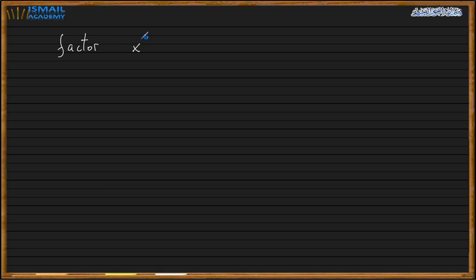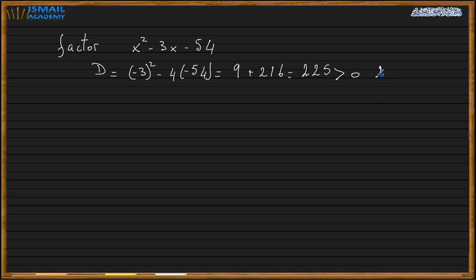Let's take x squared minus 3x minus 54. So first let me find out my discriminant. So it's minus 3 squared minus 4 times minus 54, which is 9 plus 216, which is 225, which is positive, and 225 is a perfect square, which is 15 squared. Yes, it's 15 squared. You see, it's a perfect square, so I can use the direct factoring.